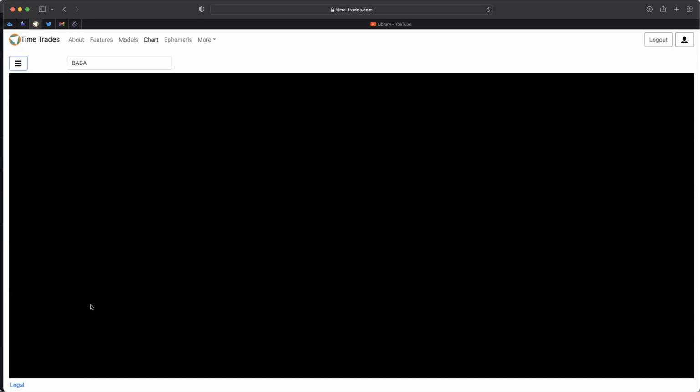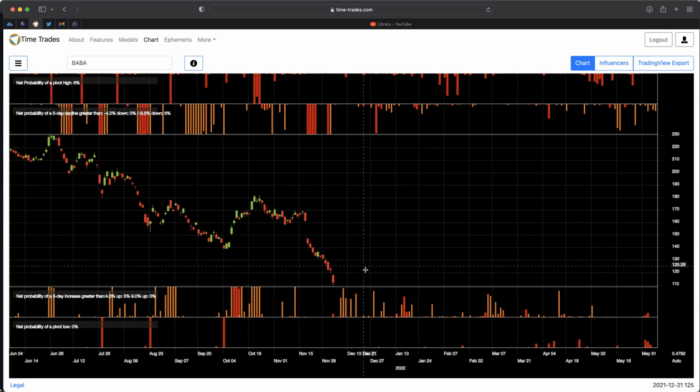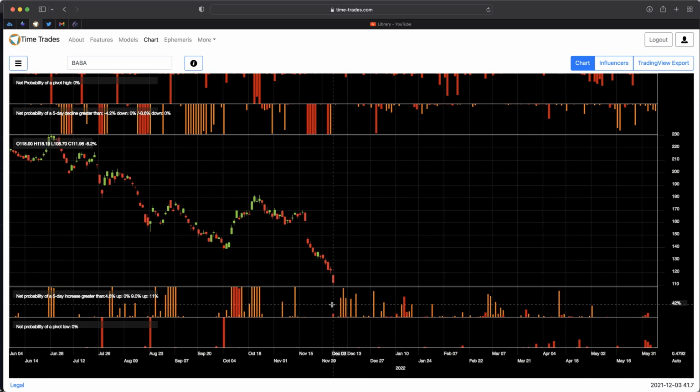BABA may be back from the dead soon. So BABA's just been getting crushed, down from like 220-ish to 120-ish. Looks like there's potential for a few up days coming up later this week. If you like to catch falling knives and see some potential here, go for it. Definitely wait on price to confirm. This is not something you'd want to be entering and hoping based on the Time Trades forecast alone. Let price confirm that it is indeed reversing.